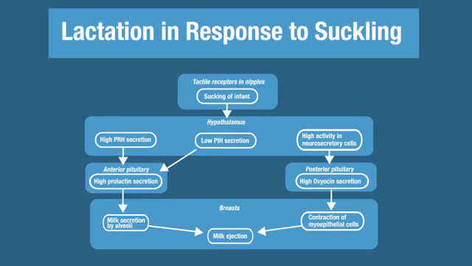prolactin inhibiting hormone. It's also going to increase the activity of the neurosecretory neurons, which stimulate the posterior pituitary to release oxytocin. So oxytocin targets the breast. That causes contraction of the myoepithelial cells so the milk can be ejected.